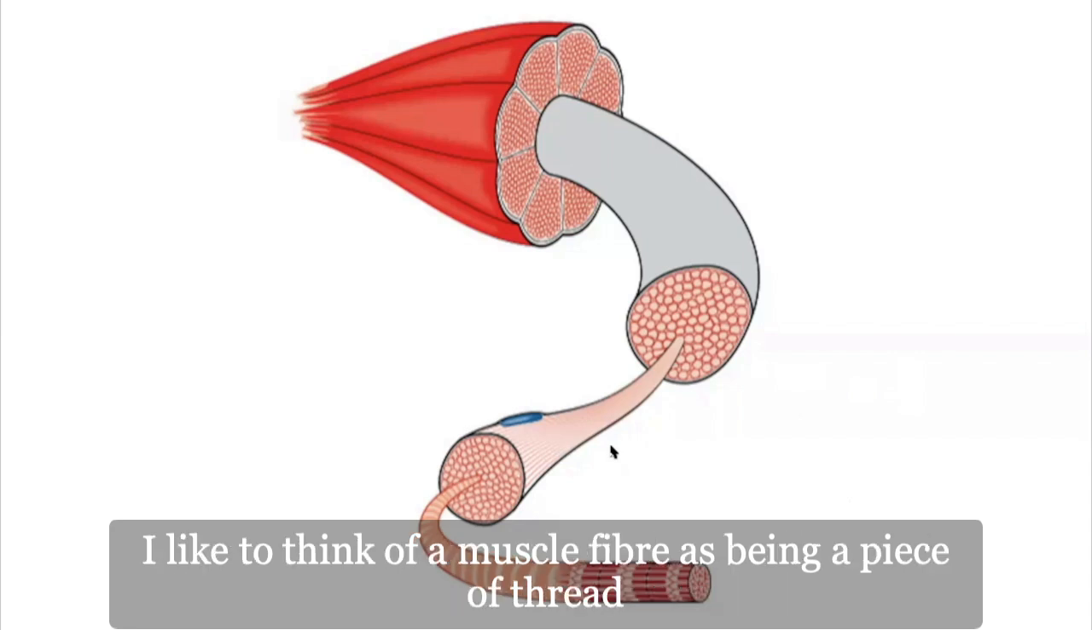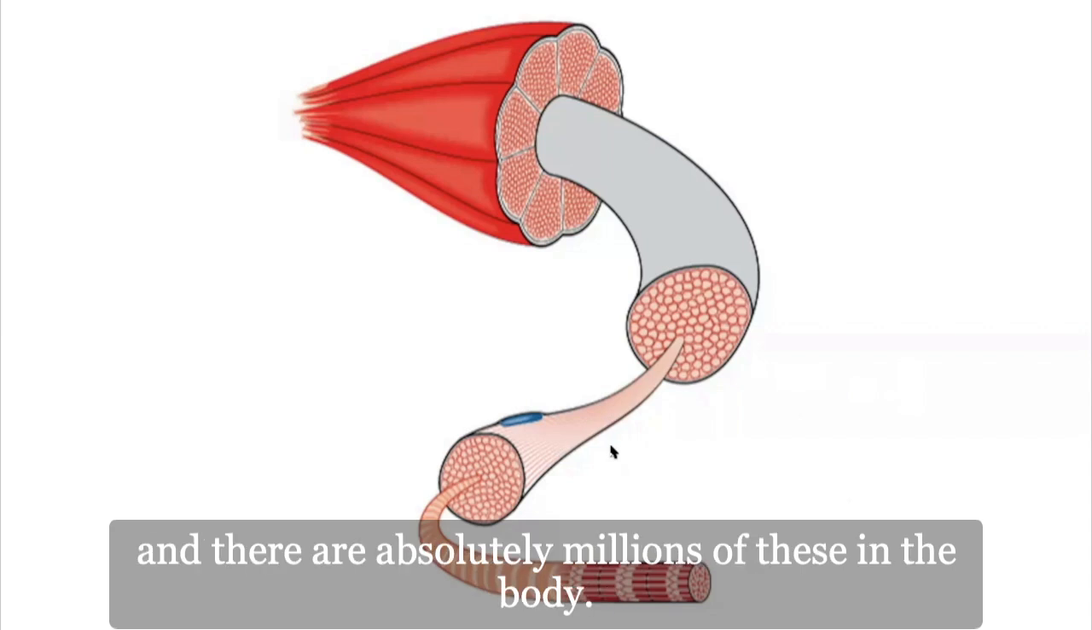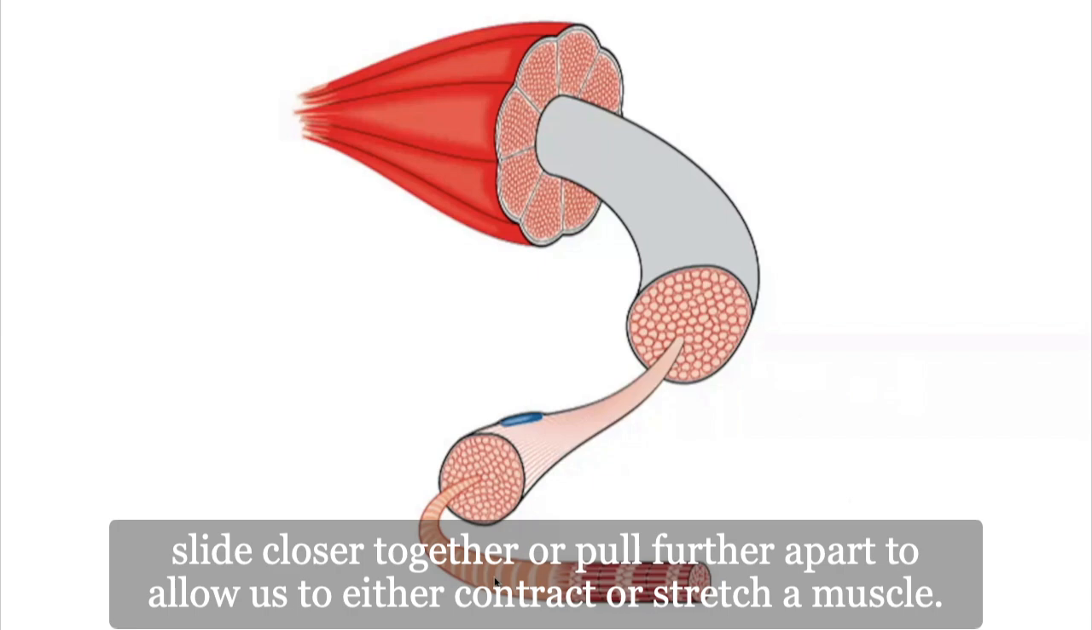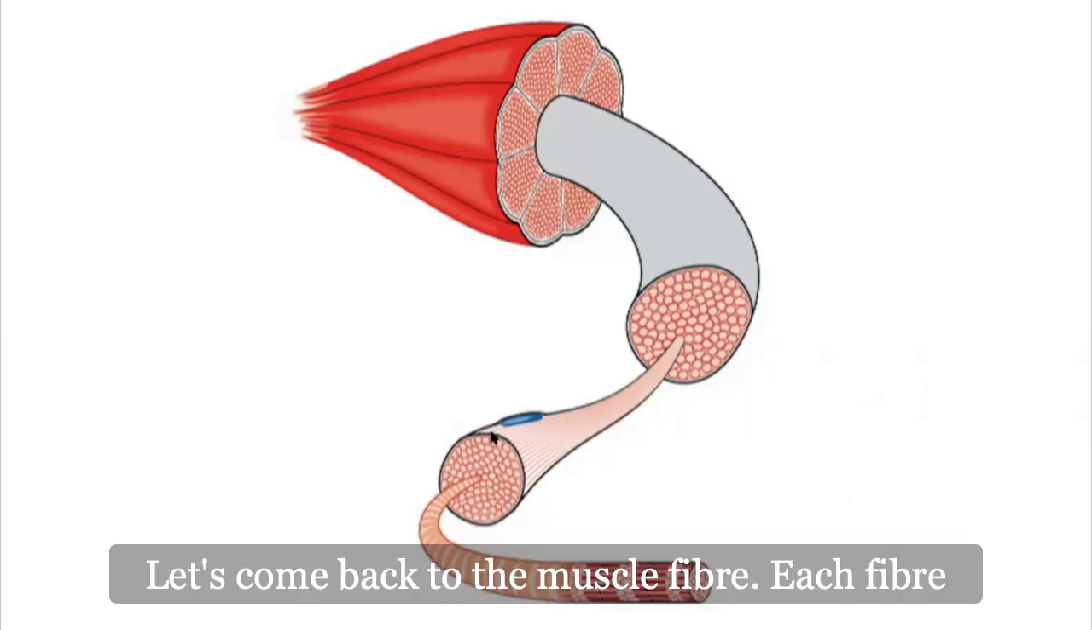I like to think of a muscle fiber as being a piece of thread, and there are absolutely millions of these in the body. And then within the muscle fiber, there are filaments that either slide closer together or pull further apart to allow us to either contract or stretch a muscle. But let's come back to the muscle fiber.